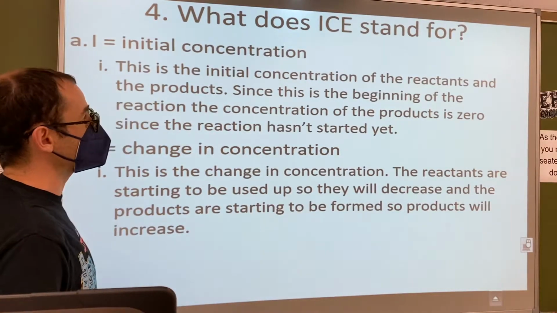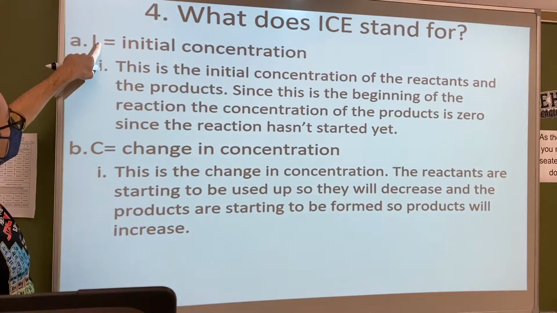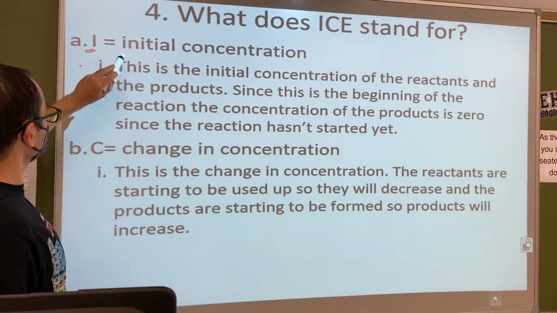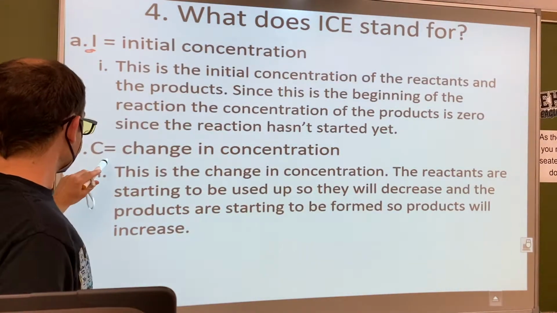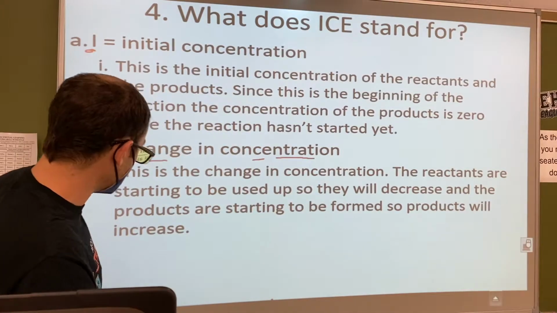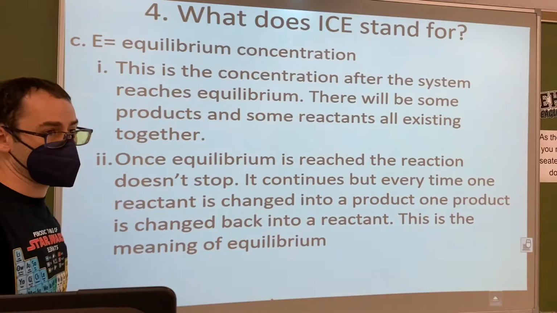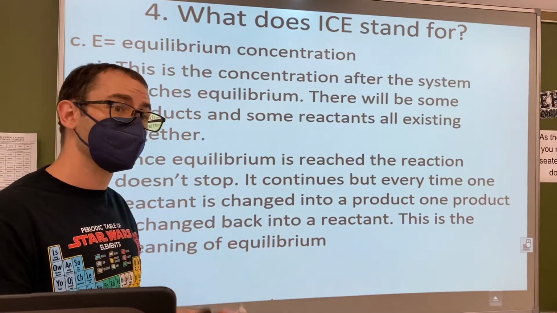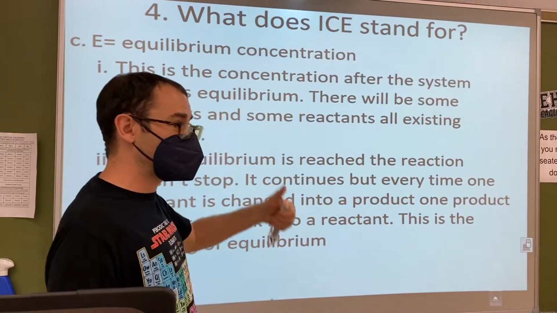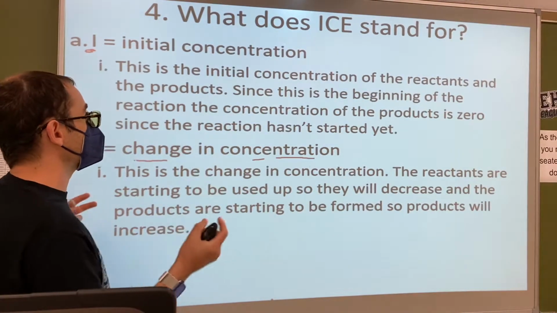So what does ICE stand for? I is the initial concentration. C stands for the change in the concentration, and then we'll jump and then come back. E stands for the equilibrium concentration. All right, so those are the three things that ICE stands for: I, C, and E. Okay, so let's talk about what these mean.